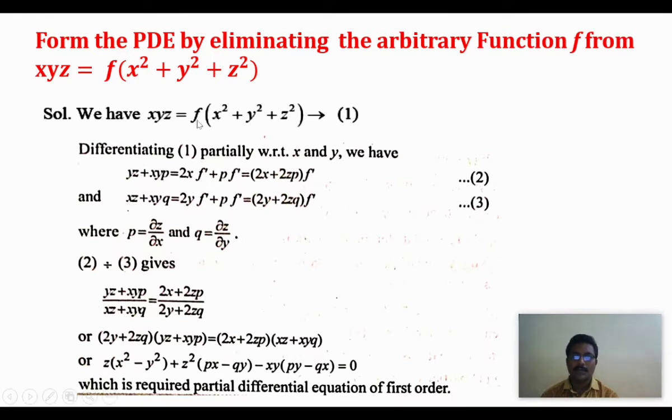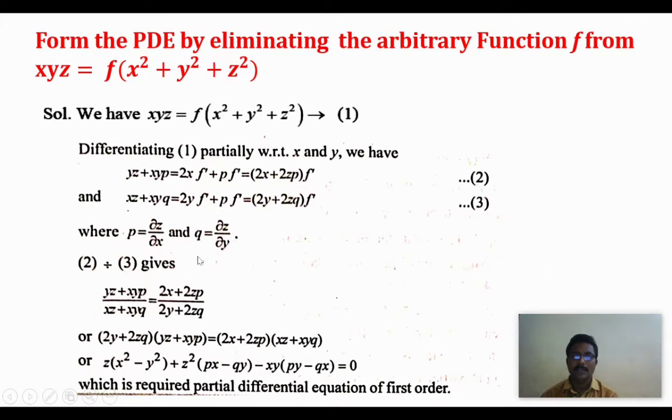Now differentiating on the right hand side, f derivative is f', x² derivative with respect to y is 0, y² derivative with respect to y is 2y, z² derivative is 2z ∂z/∂y, but ∂z/∂y is q, and taking f' as common, we will have (2y + 2zq) f'. Let it be equation 3, where p and q are ∂z/∂x and ∂z/∂y.